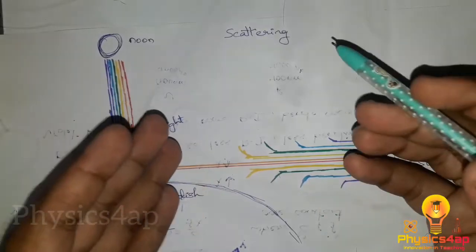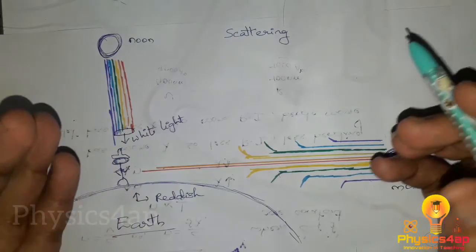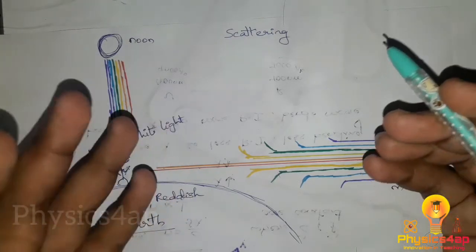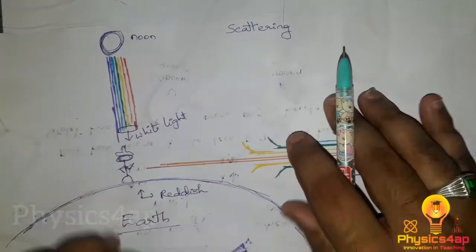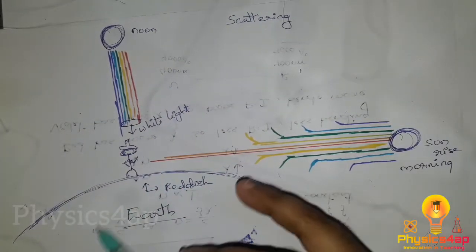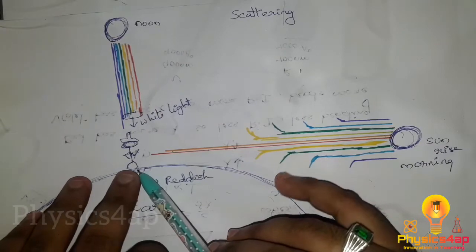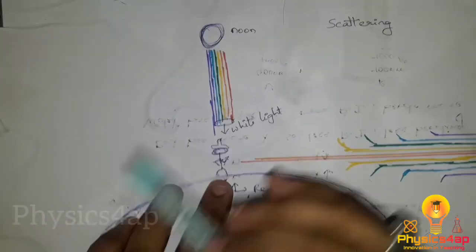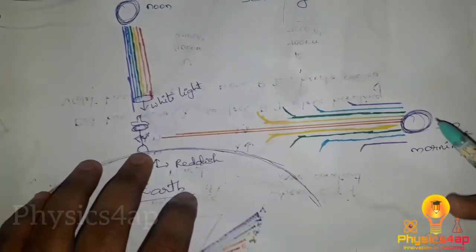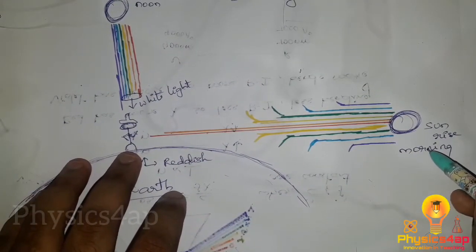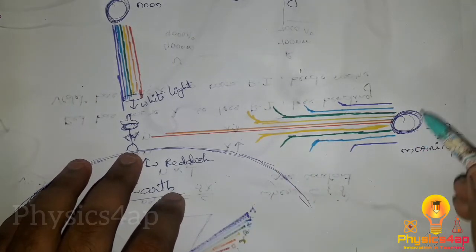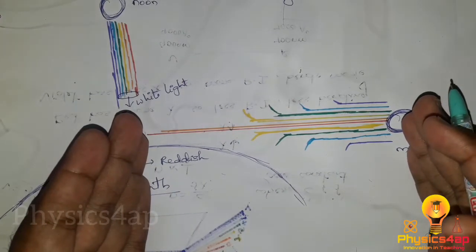So let's discuss scattering: why does the sun appear reddish orange during sunrise and sunset? Here we have the earth's surface and we are living here. When you compare morning and evening with noon, during sunrise or sunset we are much farther away from the sun, as there is more distance between them.